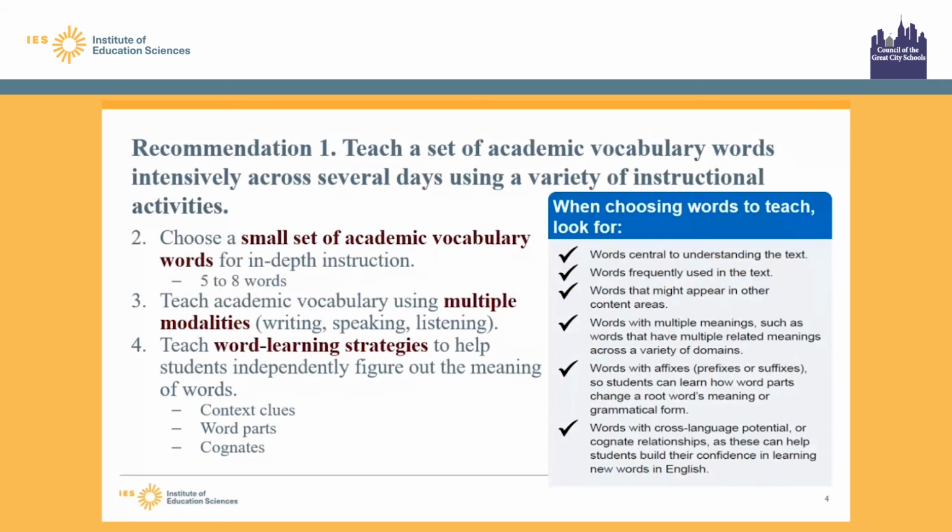The third step is to teach the academic vocabulary using multiple modalities, such as writing, speaking, and listening. The fourth step is to teach word learning strategies to help students independently figure out the meaning of words. For example, teach how to use context clues, teach word parts, and teach cognates, which are words in 2 languages that share a common origin and can help English learners as a bridge to English.